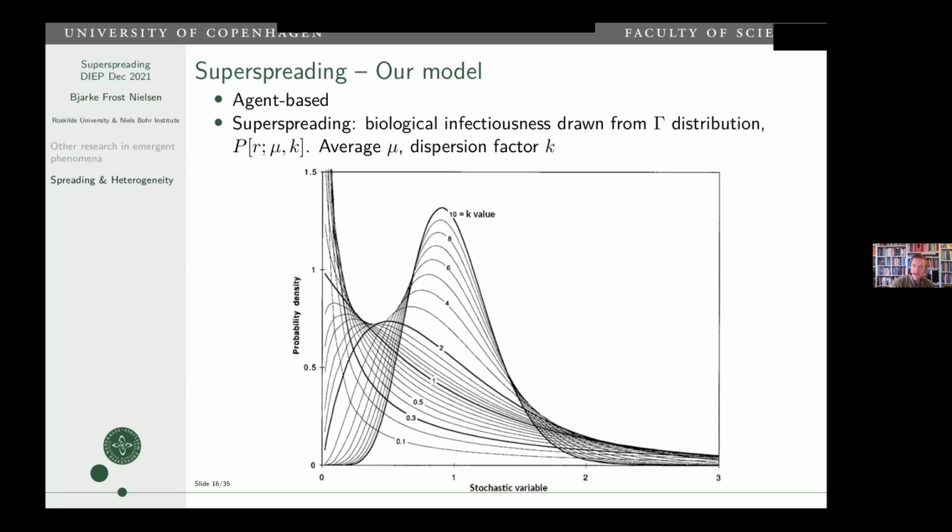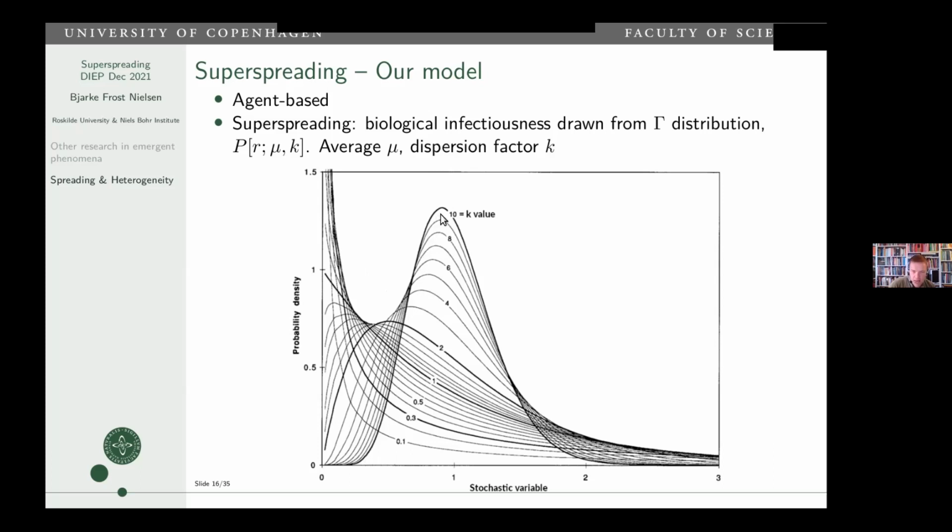So in order to model something like this, we wrote down essentially an agent-based model. I'll get into that a little bit more. But we model the super spreading aspect itself, or the biological infectiousness, as something you draw from a gamma distribution. So that has some average value, and then it has this dispersion factor called K. And the lower the dispersion factor, the wider the distribution.